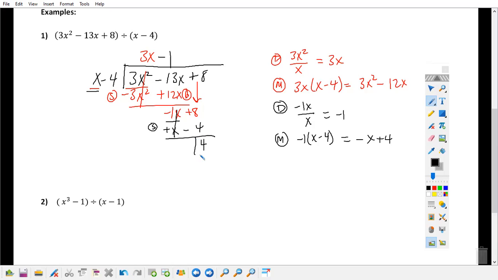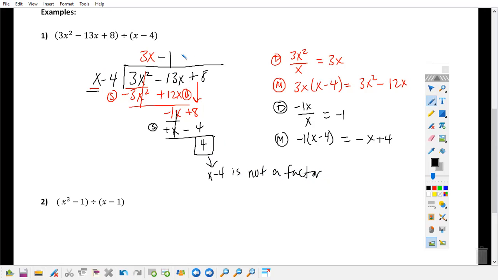Okay, this is my remainder. And that is okay. Having a remainder tells me that x minus 4 is not a factor. If you get 0, then what you divided by is a factor. Did we get 0? No. So it is not a factor.